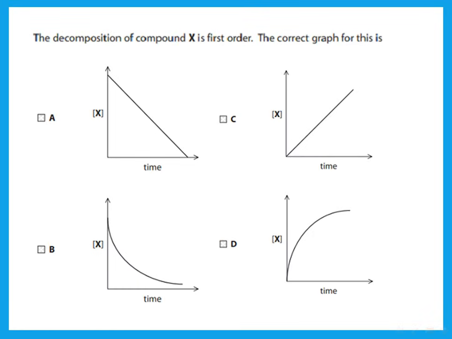What about this question? He says the decomposition of compound X is first order. Which is the correct graph? Now, this is a graph of concentration versus time. We said decomposition of compound X means the concentration is decreasing with time. When it is first order, we said this is the graph at B. That should be correct.